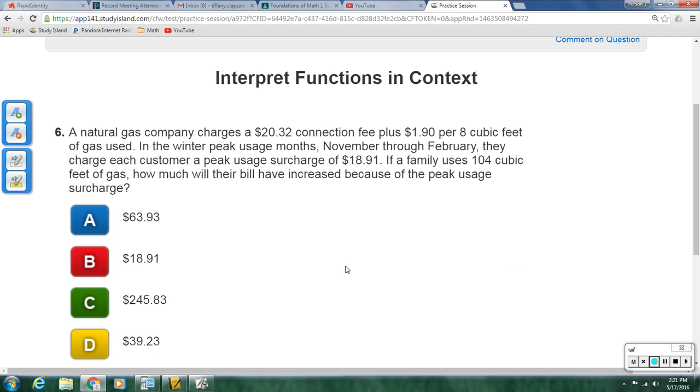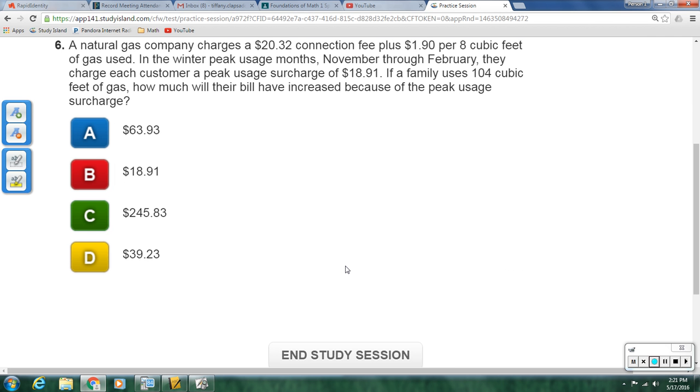Alright, natural gas company charges a $20.32 connection fee. So they're gonna come out to your house and connect it for $20.32 plus $1.90 per 8 cubic feet of gas heat. In the winter, peak usage month, November through February, they charge each customer a peak usage charge of $18.91. If a family uses 104 cubic feet of gas, how much will their bill have increased because of the peak usage surcharge?